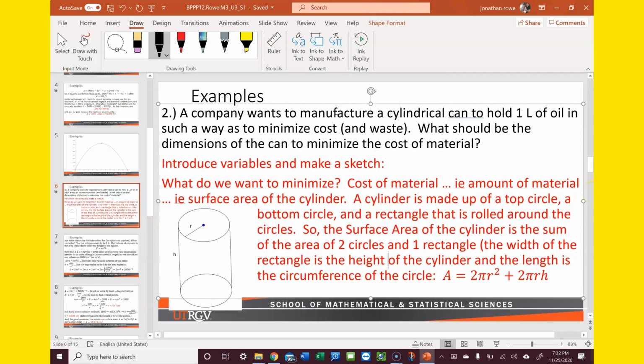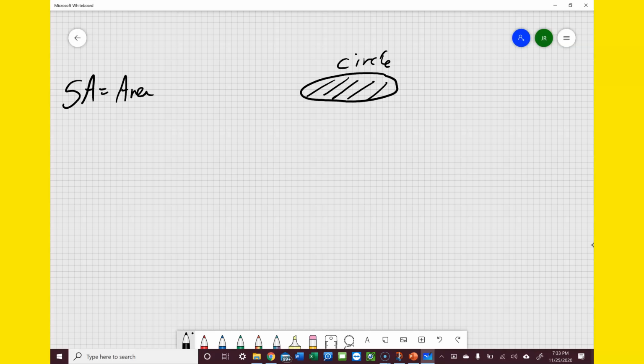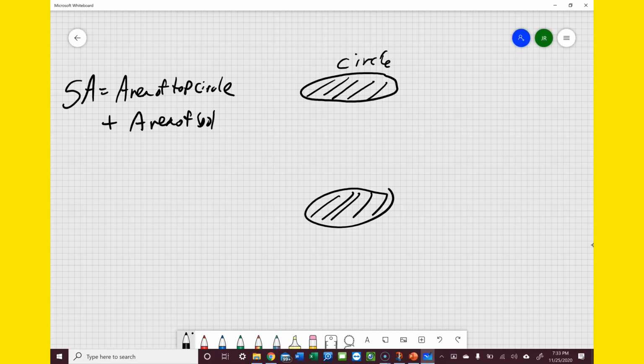So let's think about a cylinder. Now you have to use some visualization, some imagination perhaps, and say, what are we dealing with when we're dealing with a cylinder? What do we have on top? We have a circle. So we're going to have the area of a circle. The total surface area is the area of the top circle. What do we have on the bottom of the cylinder? Another circle. So plus the area of the bottom circle.